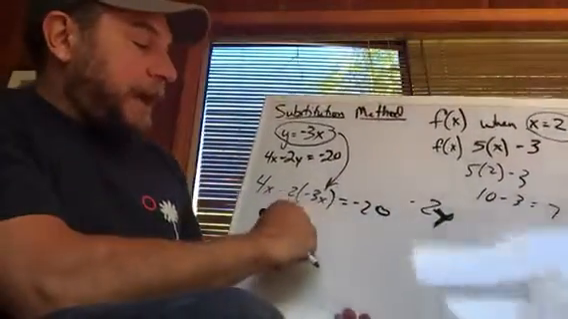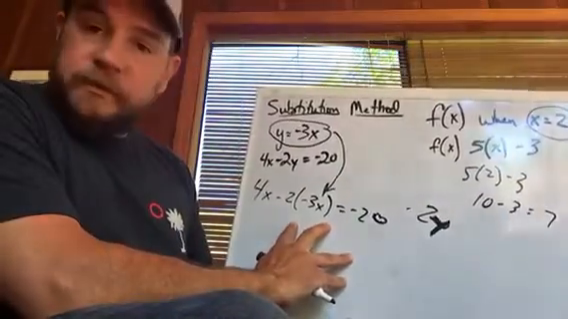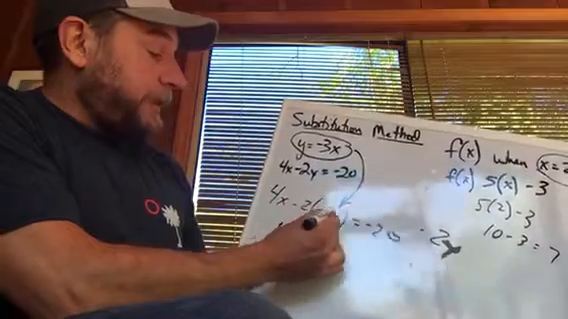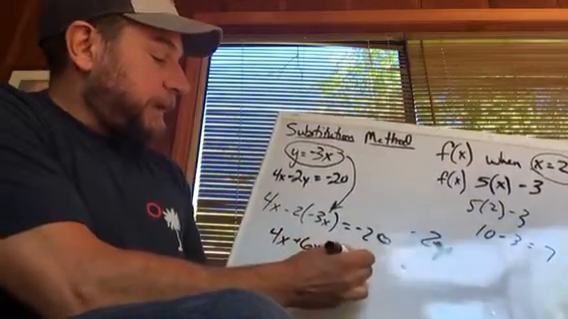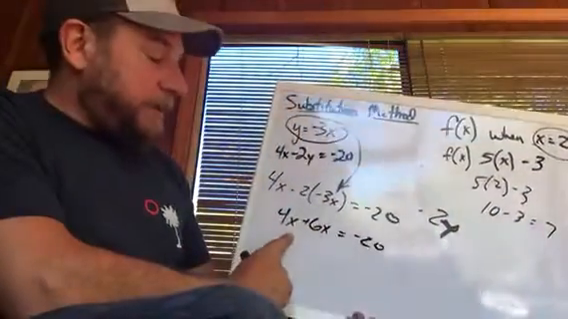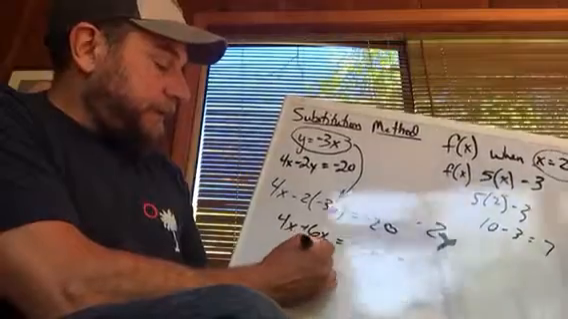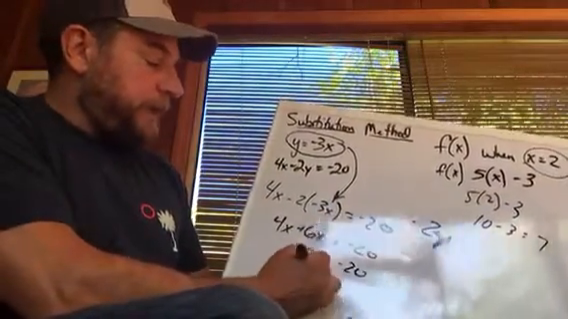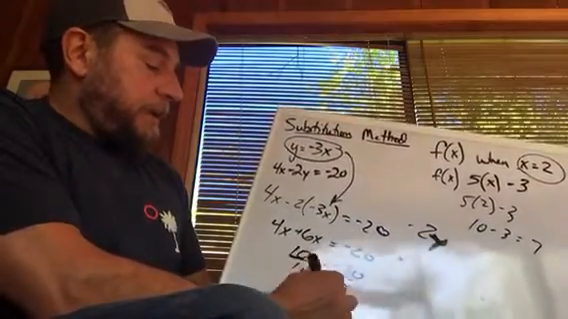So now I've gotten rid of y, I just have x's here, and now I can solve for x. So you'd have 4x, negative 2 times negative 3 is positive 6x, equals negative 20. And now you basically have an equation here. 4x and 6x is 10x, which makes it just a one-step equation. Divide by 10. So x equals negative 2.